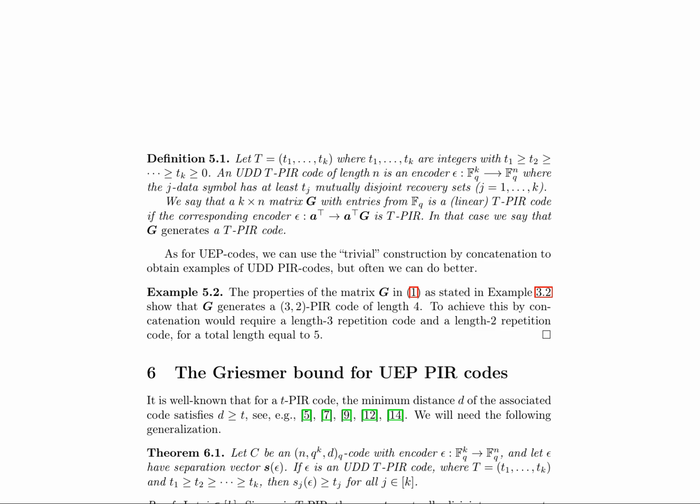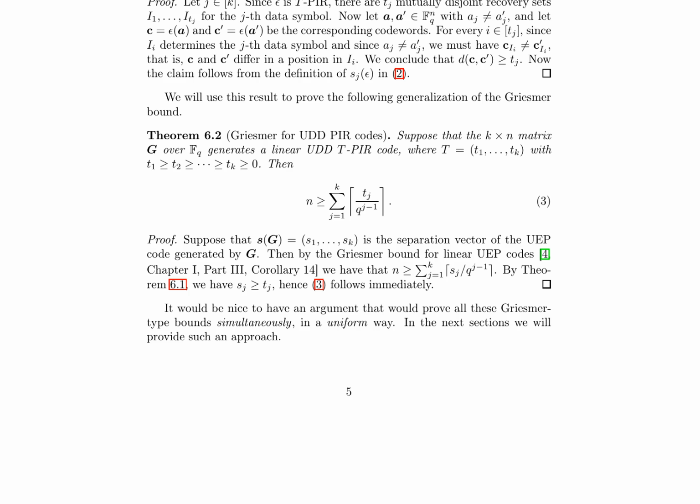The Griesmer bound for UEP PIR codes is then generalized to UD PIR codes in Theorem 6.1, which states that if an encoder epsilon is a UD t-PIR code with separation vector S(epsilon), then S_j(epsilon) is greater than or equal to t_j for all j in [k]. The proof involves showing that for each j, there exist t_j mutually disjoint recovery sets for the jth data symbol, and hence the minimum distance of the associated code satisfies d is greater than or equal to t_j.